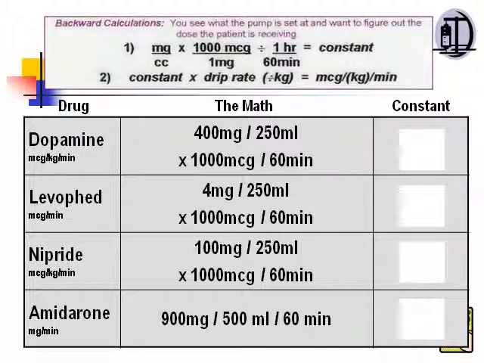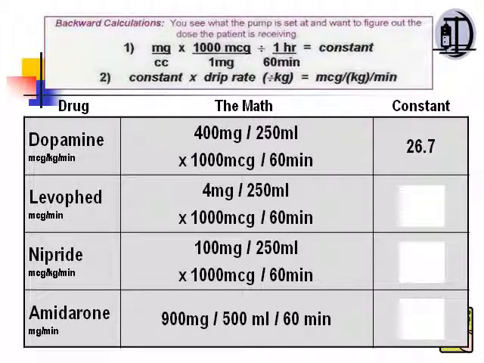So let's do a couple practices. So dopamine is 400 milligrams in 250 mLs. We know that it's dosed in mics per kilo per minute. So let's do that math. So 400 divided by 250 times 1,000, because you need to change it to mics, and then divided by 60, and what do you get?